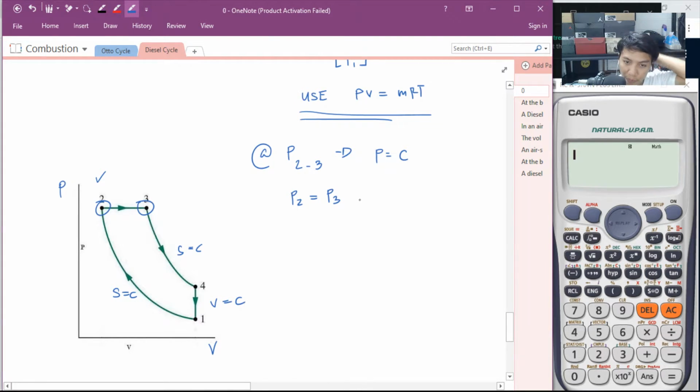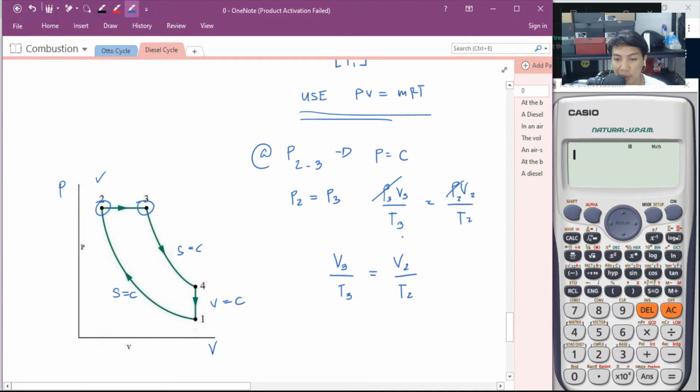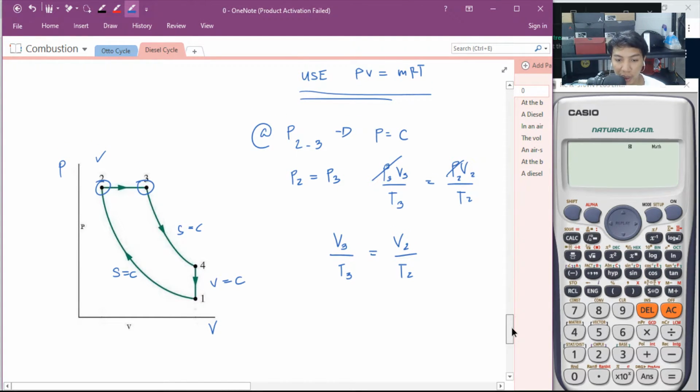So, if P2 is equal to P3, then we can say, kapag ginamit natin yung combined gas law, P1V1 over T1 equal to P2V2 over T2. Constant si pressure. O, di cancel natin to. Cancel natin to. Kaya lang, hindi tayo V1 and V2 dito, ha? This is 3. This is P3, V3, T3. O, di meron tayong V3 over T3 equal to V2 over T2. Ngayon, meron tayong V2 and T2. Then, yung P2 and P3 natin, nandyan. Paano natin mahanap si V3 and T3?